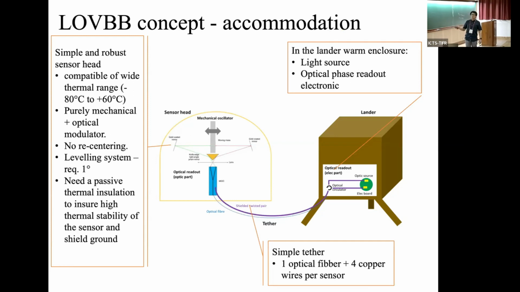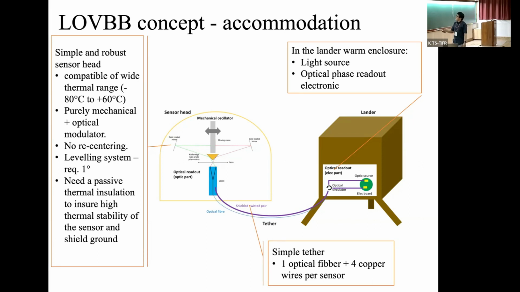So they stay on the lander, which is much easier to keep warm. And this part, which is a sensor head, which includes this mirror and laser splitter, will be on the ground. But this sensor head itself has a very robust temperature range from minus 80 to 60 degrees, so it doesn't need such severe thermal control. So the idea is that we place it on the ground, which is pretty robust in terms of thermal, and we keep the rest on the lander, which needs much more thermal controlling.